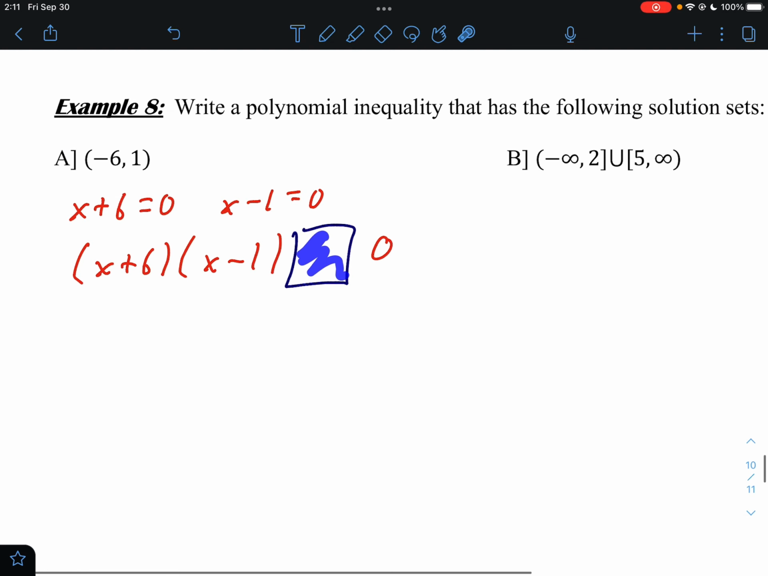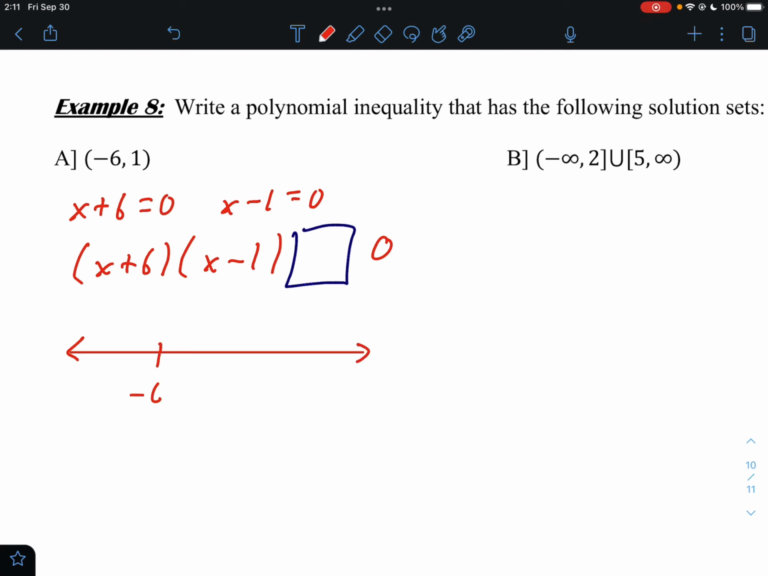Our job is to figure out what this something is. What sign are we going to use here? Okay? So if we create a test chart, a sign chart, and if we pick a test point, how about x equals 0, and put that back into this, we would get 6 times -1, which is negative. This is positive, and this is positive. Because our answer is here, that means that this is the solution. Because they are parentheses, that means they're open circles. So that means our sign must be less than 0.